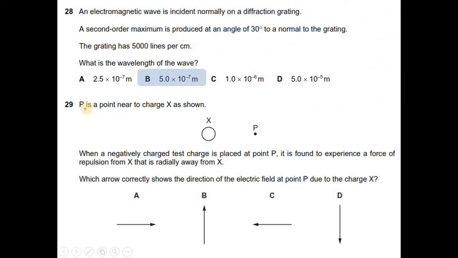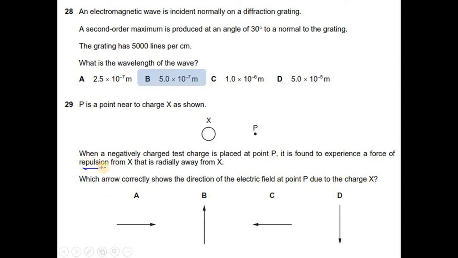Point P is the point near to a charge X as shown. This is a charge X and there is a point away from X. When a negatively charged test charge is placed at a point P, it is found to experience a force of repulsion from X that is directly away, that is radially away from X. Which arrow correctly shows the direction of electric field at point P due to the charge X?